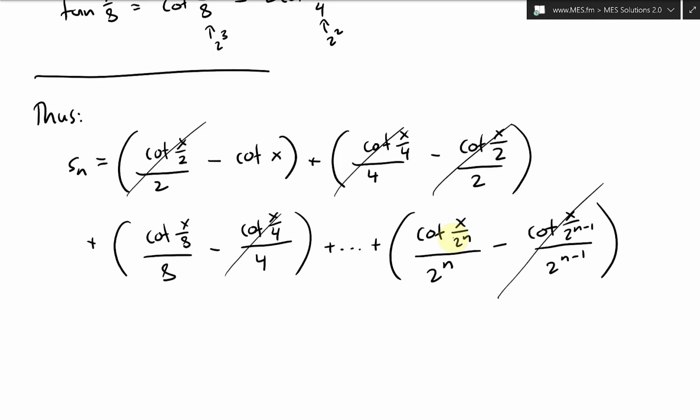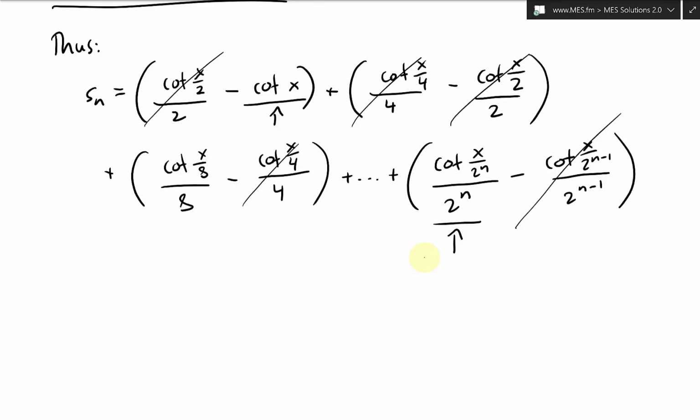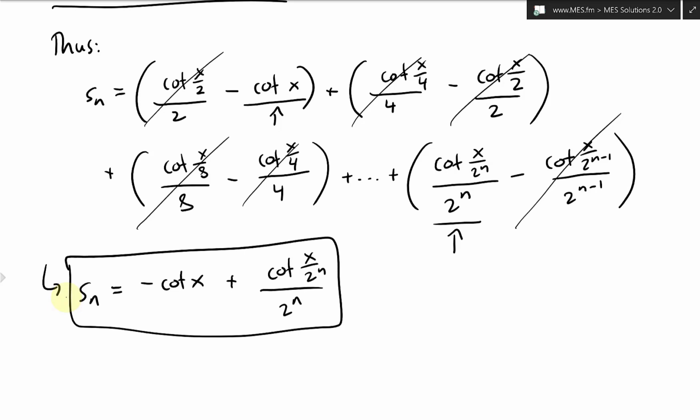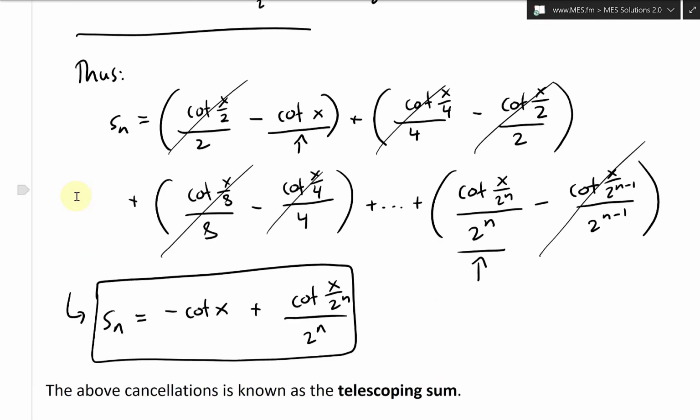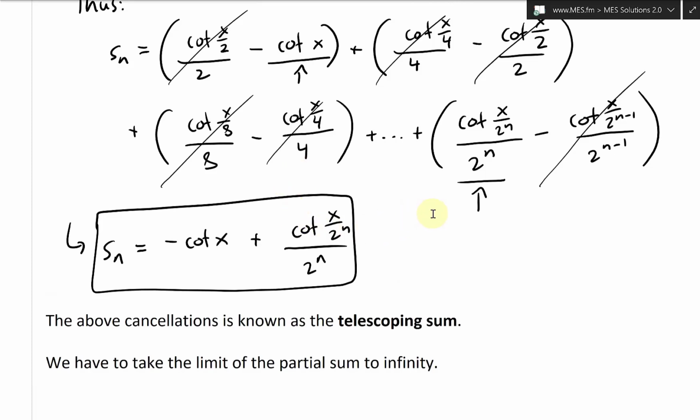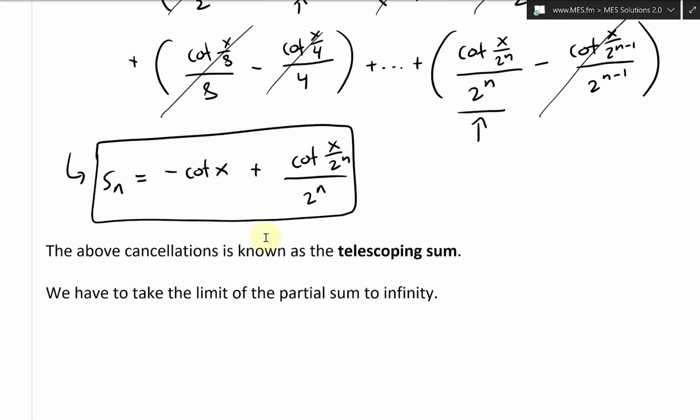And then this would cancel out. So notice how the right side always cancels out. All you're left with then is this and this, and I'll cancel this out too. So this equals negative cotangent of x plus cotangent of x over 2 to the n, over 2 to the n. And I'll just put an arrow, put this Sn, and I'll box this out for now. So that is our nth partial sum. And recall that the above cancellations are known as the telescoping sum, and I've gone over that in several videos before.